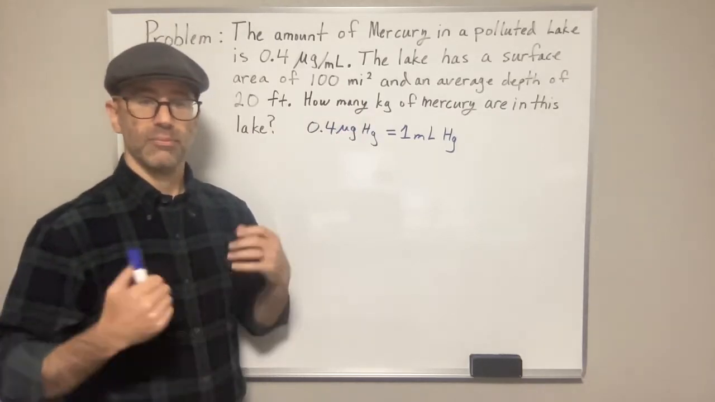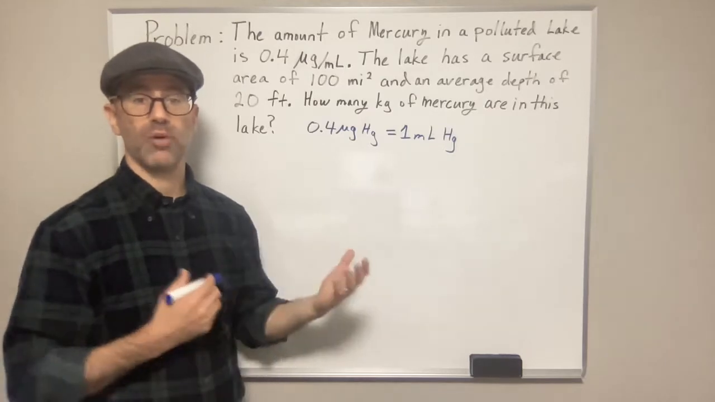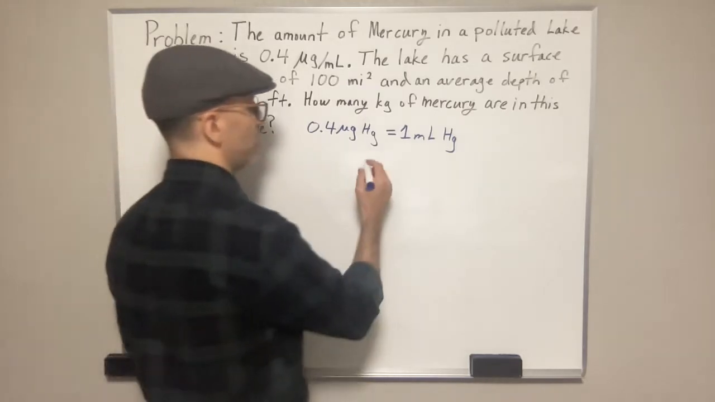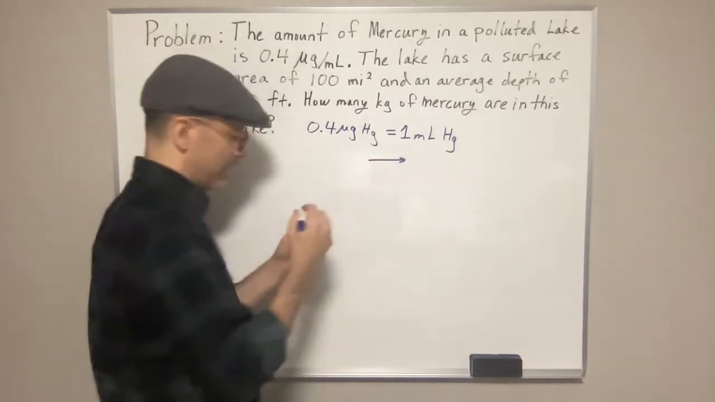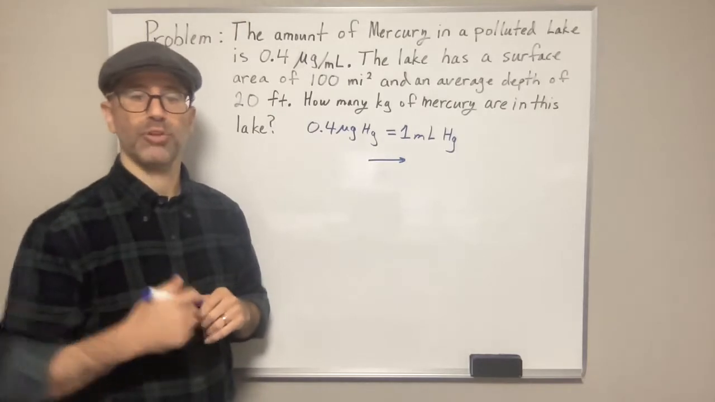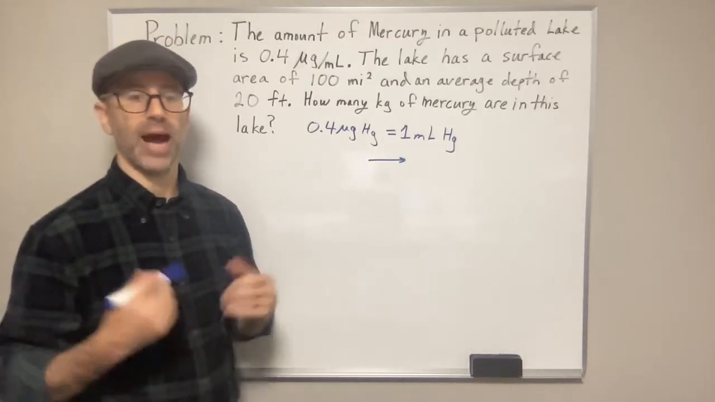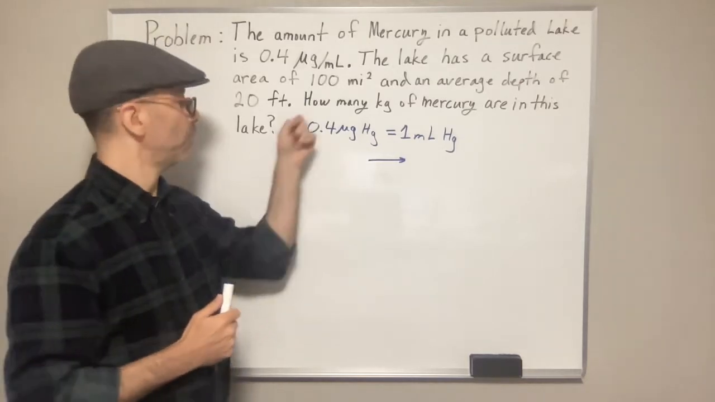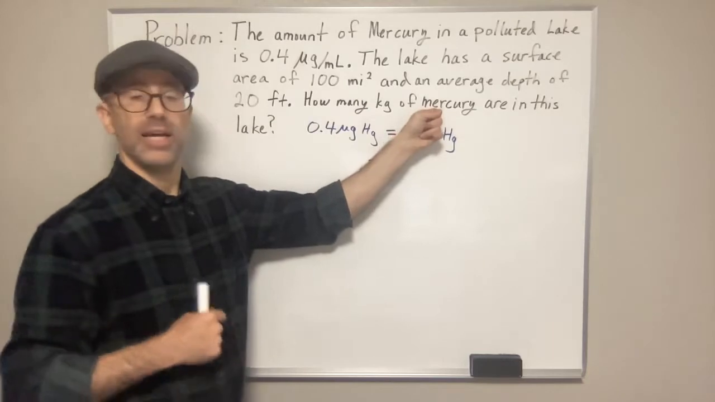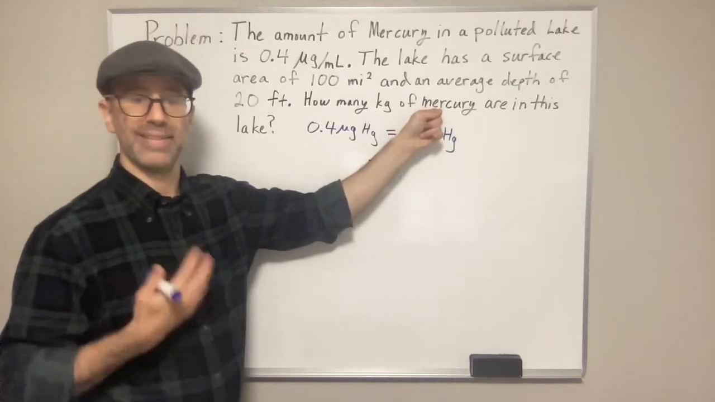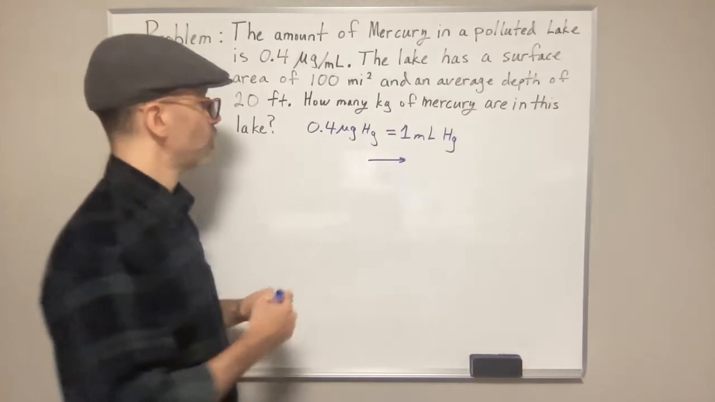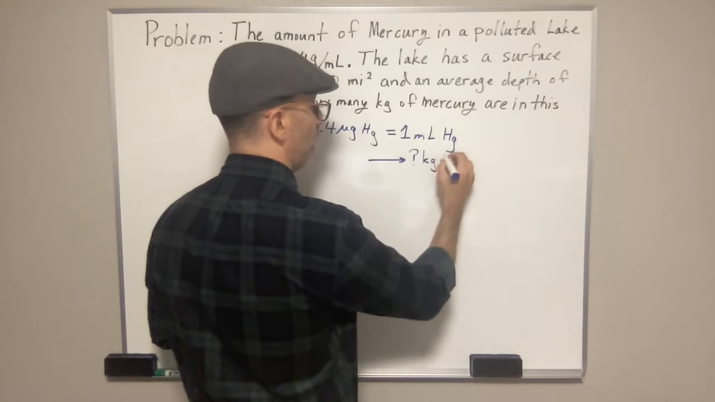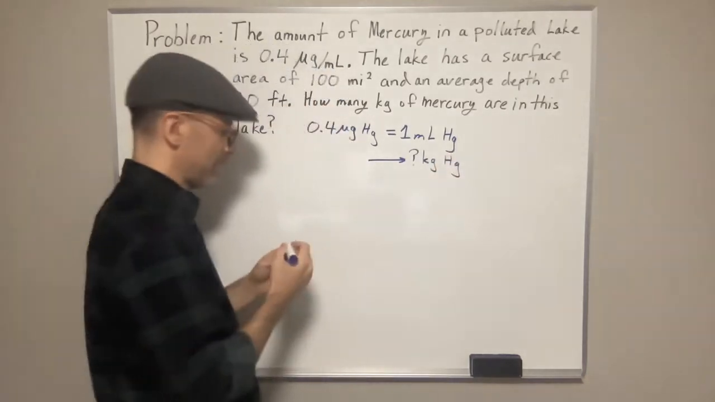So the question then is, where do we start? Where do we begin? Where do we end? We go to the question. Remember, the question almost always is going to give you the ending and the beginning of your problem. Not always, but almost. The beginning of the question is the end of your problem. How many kilograms of mercury is where we're going to end. That's our goal.